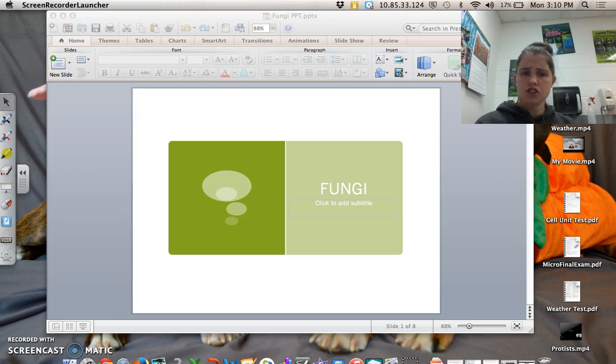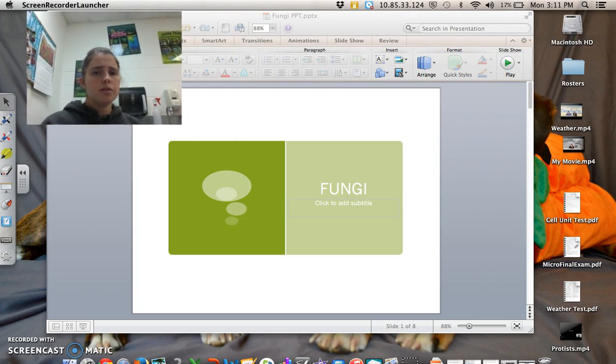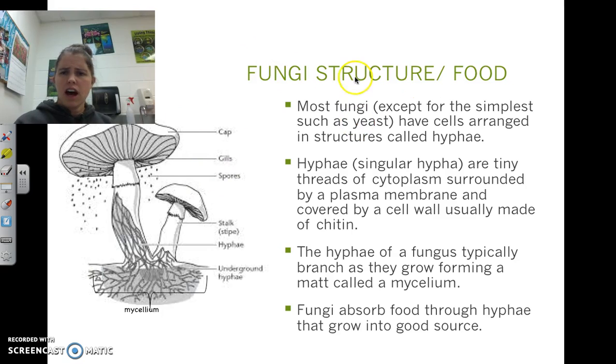Okay, so fungi structure and food. So most fungi, except for the simplest forms such as yeast, have cells arranged in structures called hyphae. So here's our example. Mushroom is a good example of fungi, and you're going to see that there are these hyphae. They look like almost little veins inside of the mushroom.